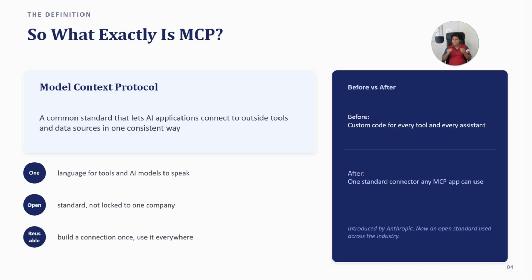Think of it as an agreed set of rules. Once a tool speaks this language, any AI application that also speaks this language can use it. No custom wiring needed. It was introduced by Anthropic, and it is now open and used across the industry. So instead of building 50 custom connections, you build one standard connection, and it works everywhere.